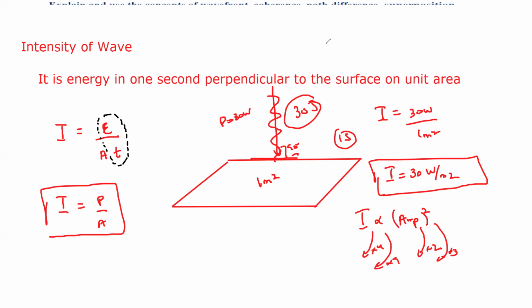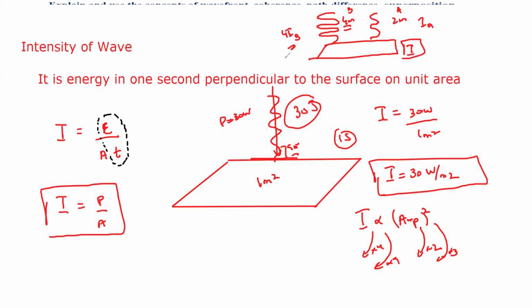So if we have two waves coming on the unit surface, one having an amplitude of 2 meters, another having an amplitude of 4 meters, and on the same unit area, same time, if I compare the intensity of wave A with the intensity of wave B, what will be the comparison? Because intensity is proportional to amplitude squared. Here the amplitude is double. So if the amplitude is double, what will happen to intensity? The intensity of B will be 4 times the intensity of A. Like if the intensity of A was I, then the intensity of B will be 4I, 4 times.